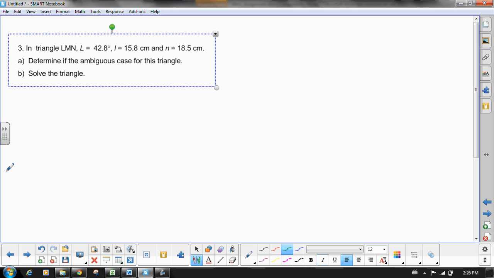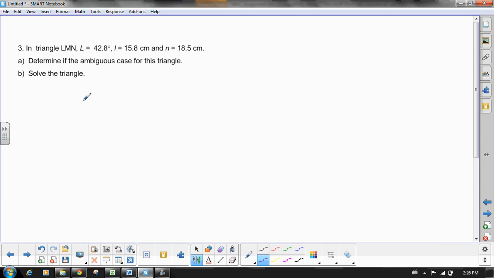Now, the ambiguous case. The ambiguous case is definitely a little bit tricky, and I haven't put it on the exam. However, it won't hurt to go through this little example. So I'm going to sketch my triangle. I'm going to put L down here. So that's the 42.8 degrees. The L over here is going to be 15.8, and then right here is going to be 18.5.